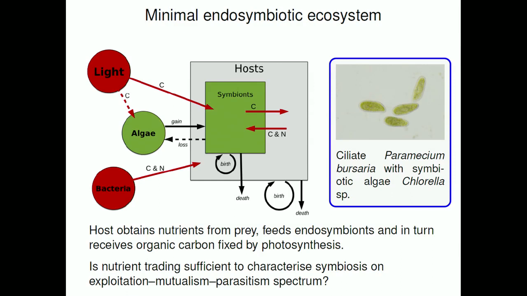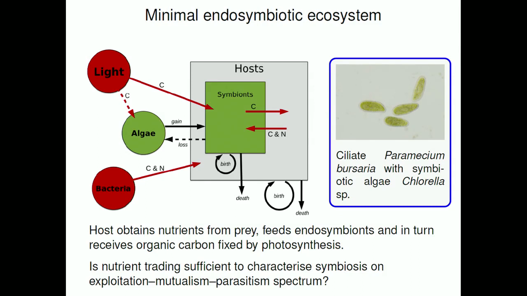Just here is another picture of our model organism that we've been working with experimentally. You can see the ciliate with a nice population of algae living inside. And you can see there's a few free-living algae around. Might not be very clear to those at the back.